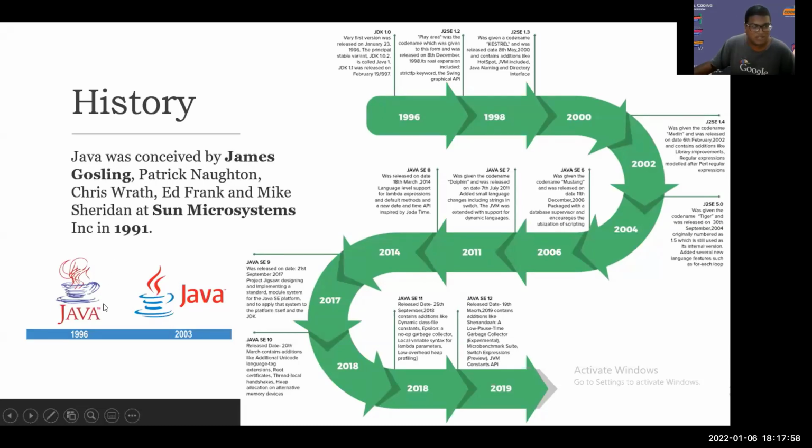You can see how the Java logo transformed from 1996 to 2003. As you can see, this is a coffee cup, which is giving off some steam. The name Java is based on James Gosling's favorite coffee, Java coffee. You can see Java version 1 came out in 1996, and through all these years we are now at Java version 17. As at 2018, this timeline stops at 2019, showing Java version 12, right? So Java is a very, very mature and popular programming language.